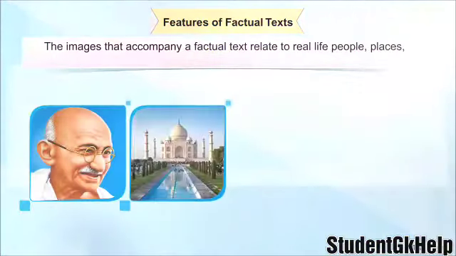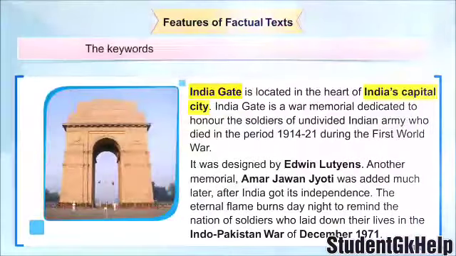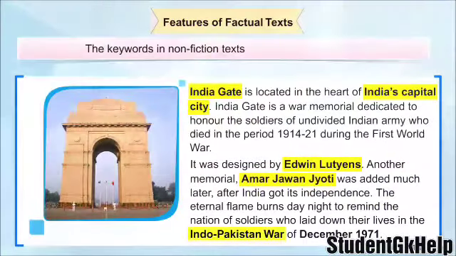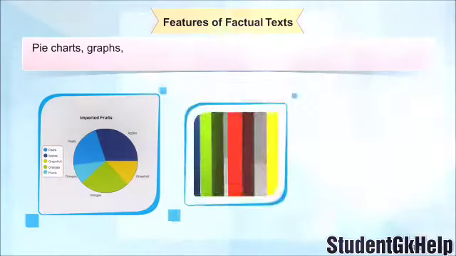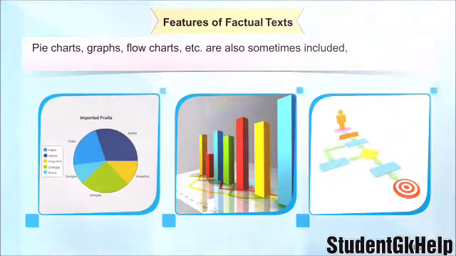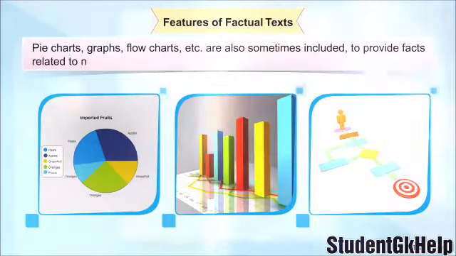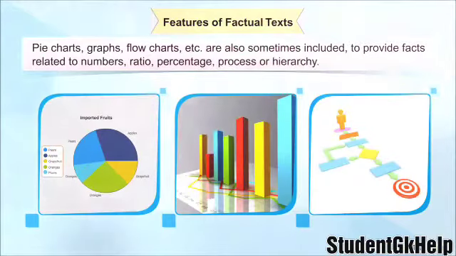Let us now discuss the features of factual texts. The images that accompany a factual text relate to real-life people, places, situations or phenomena. The keywords in non-fiction texts are generally highlighted. Pie charts, graphs, flowcharts, etc. are also sometimes included to provide facts related to numbers, ratio, percentage, process, or hierarchy.